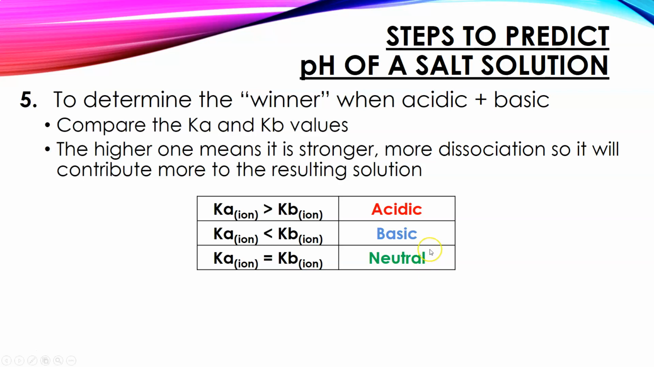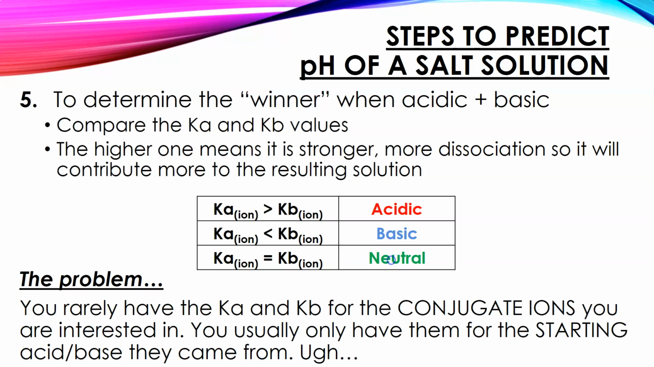There is one little twist that they like to throw at you, which is kind of awful, because if you don't notice it, you're going to make a common mistake. You don't usually have Ka and Kb values for all the different conjugates that you want. So sometimes you're going to have to remember to convert. If they give you the Ka of what you start with, you're going to have to convert that into Kb. Or if they give you the Kb for the base that you started with, you're going to have to convert that into Ka for your conjugate.